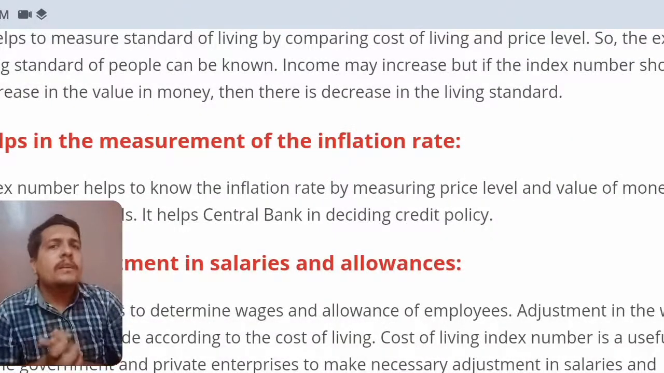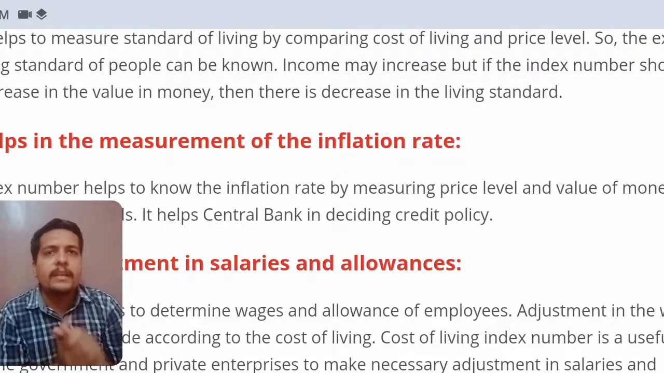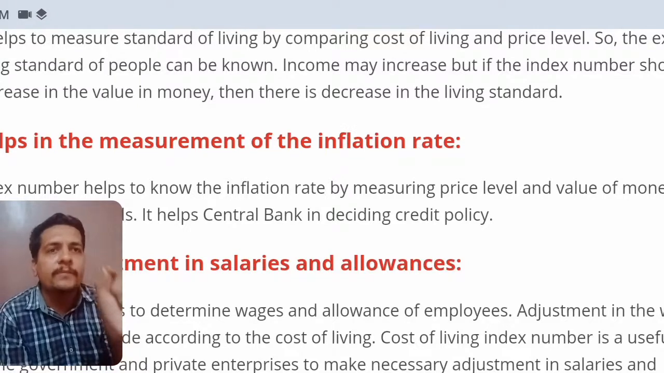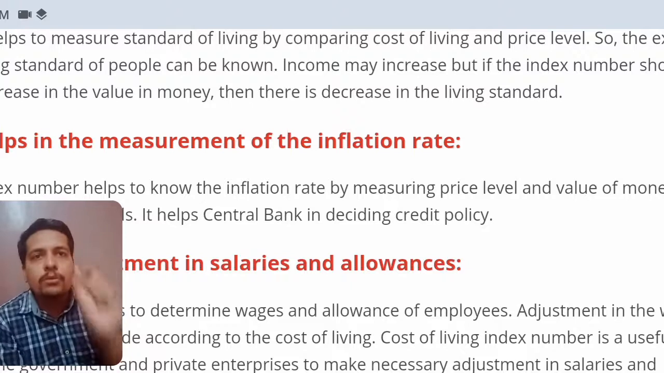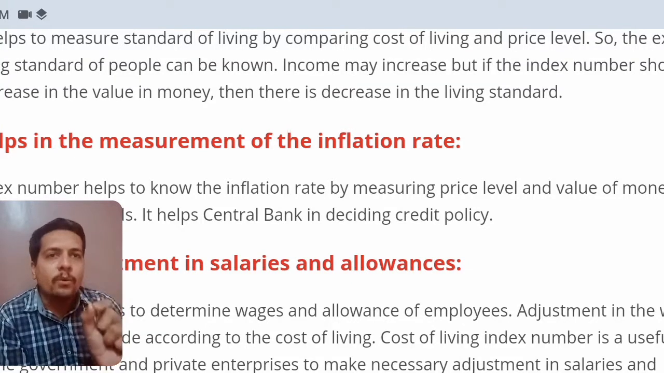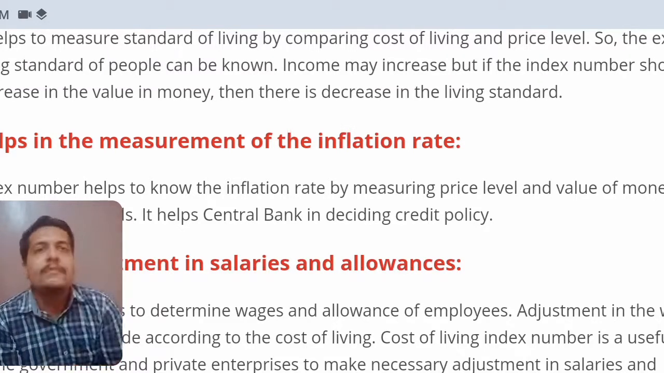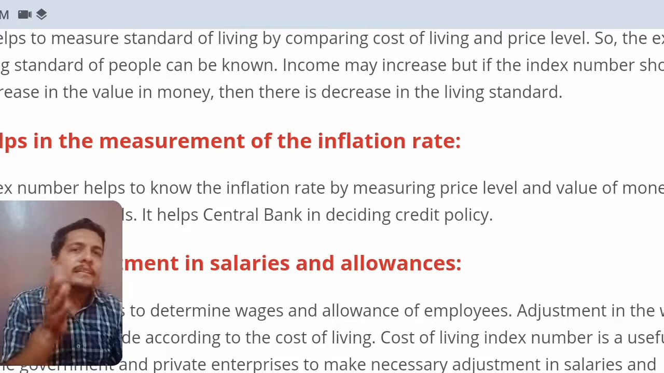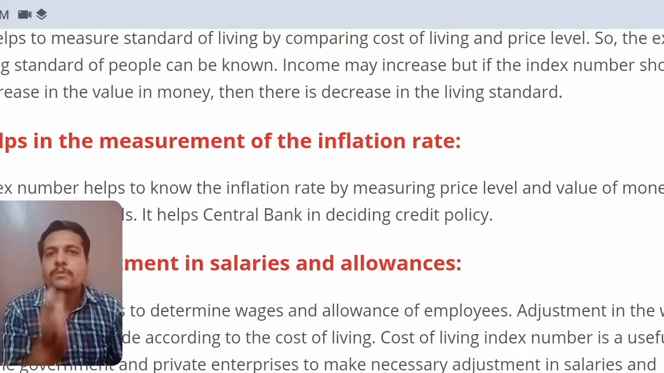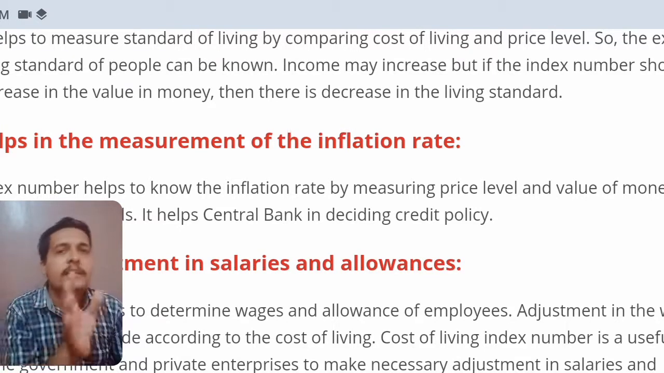So how does the index number help to find a measure of standard of living? It helps to measure standard of living by comparing the cost of living and price level. So the exact living standard of people can be known. Income may increase, but if the index number shows a decrease in the value of money, then there is a decrease in living standard. So index number is useful to find out the level of living standard.